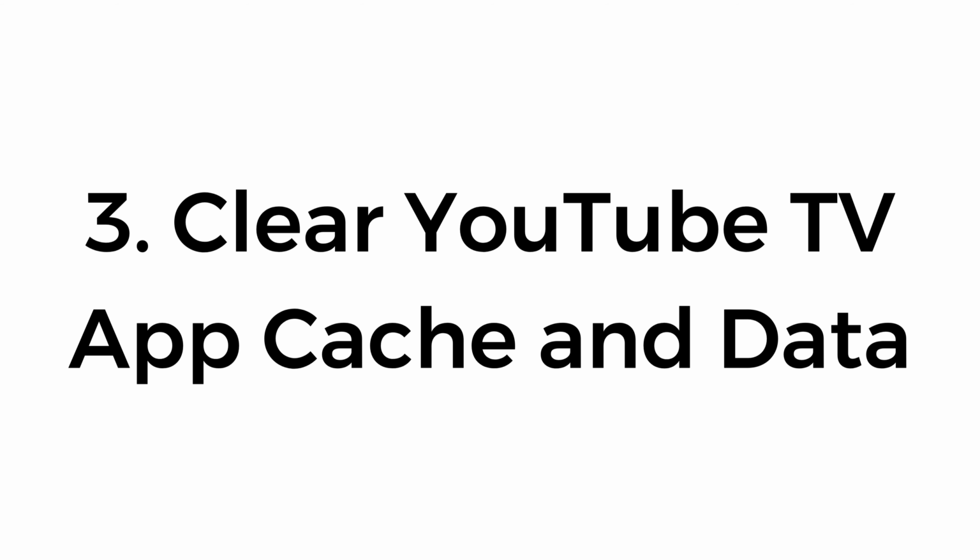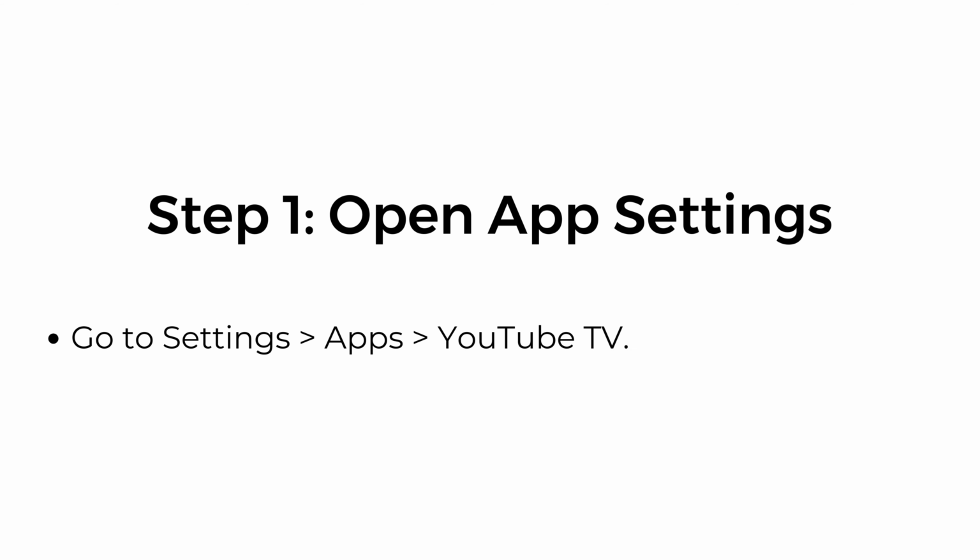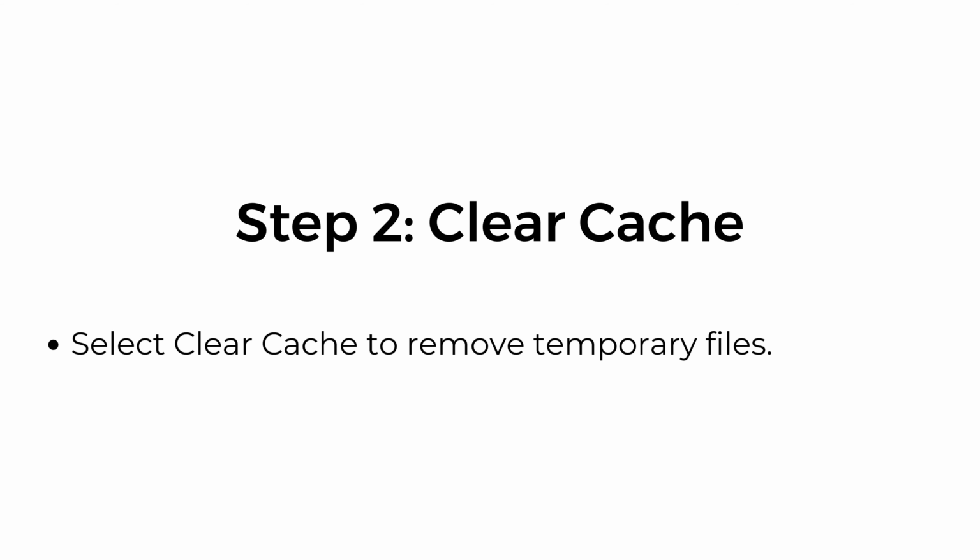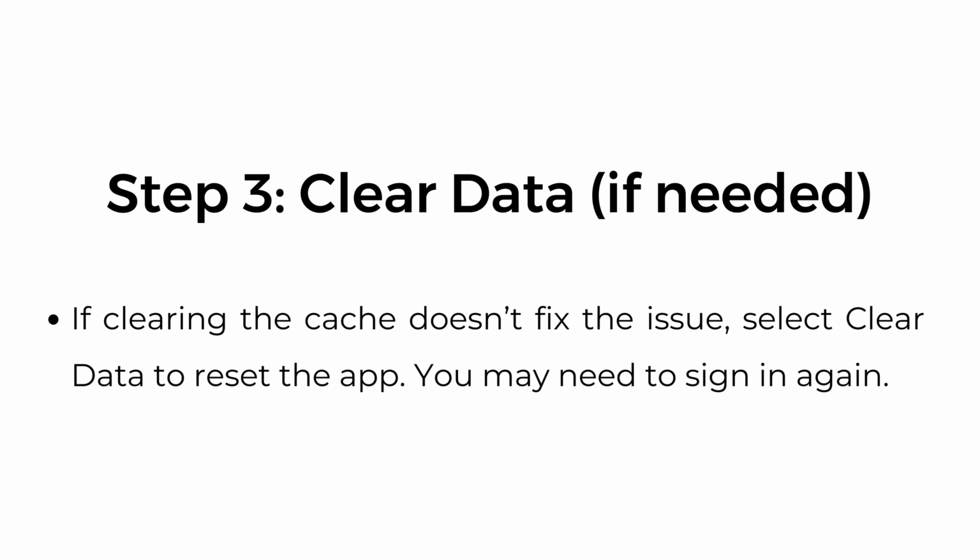3. Clear YouTube TV app cache and data. Step 1. Open App Settings. Go to Settings, Apps, YouTube TV. Step 2. Clear cache. Select Clear cache to remove temporary files. Step 3. Clear data, if needed. If clearing the cache doesn't fix the issue, select Clear Data to reset the app. You may need to sign in again.